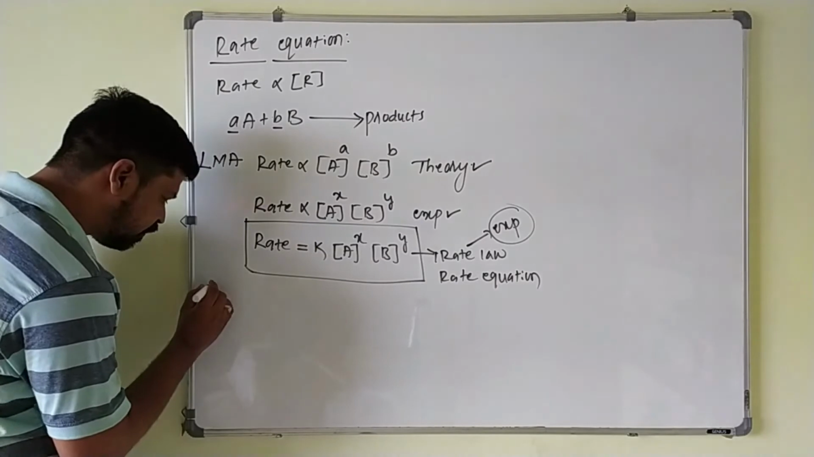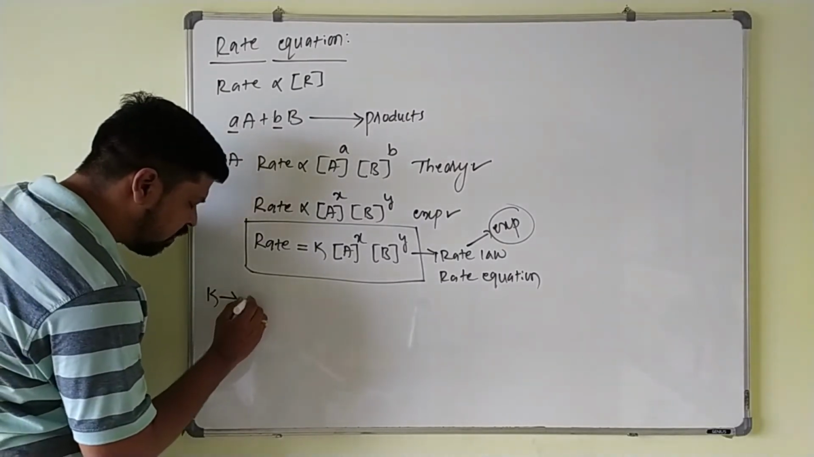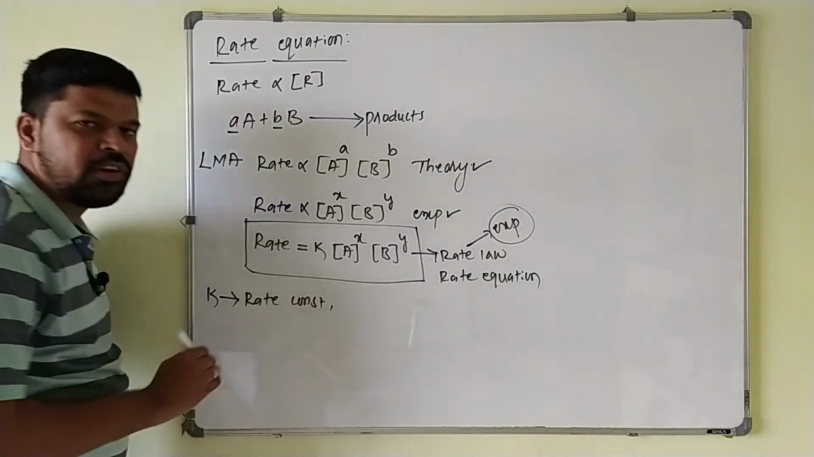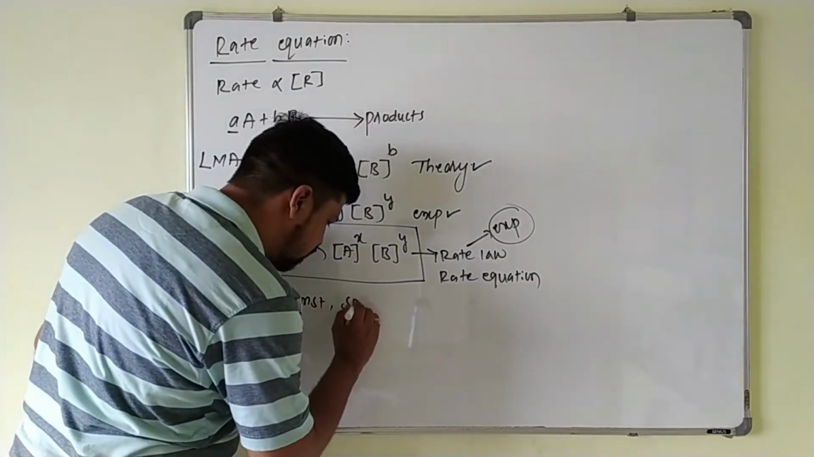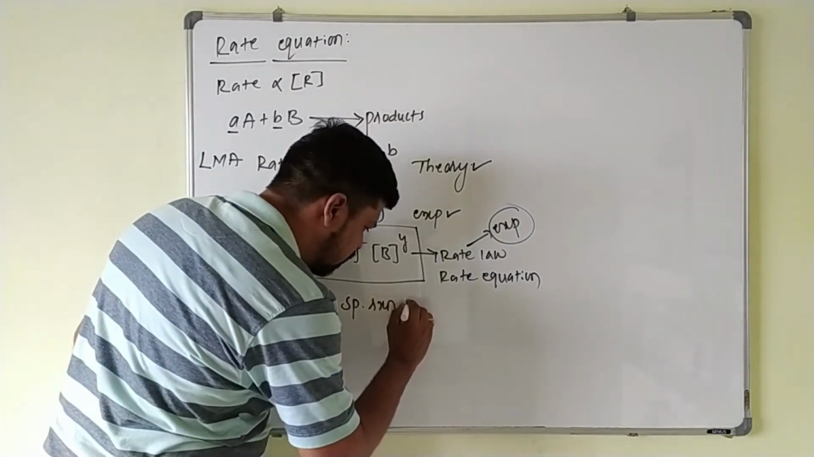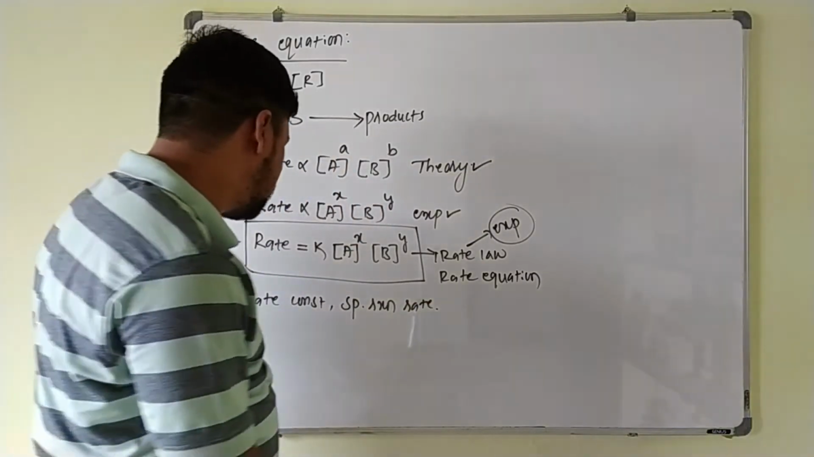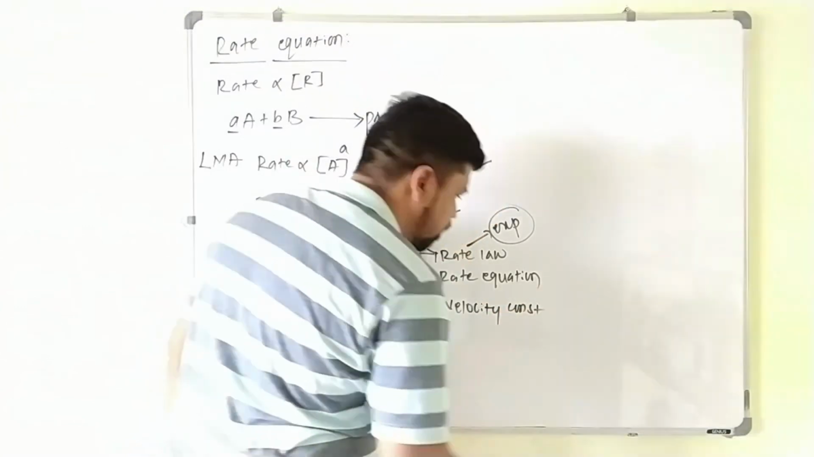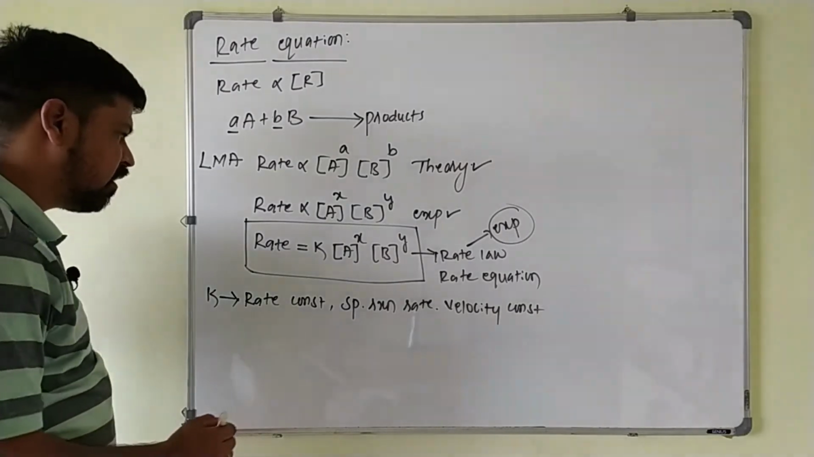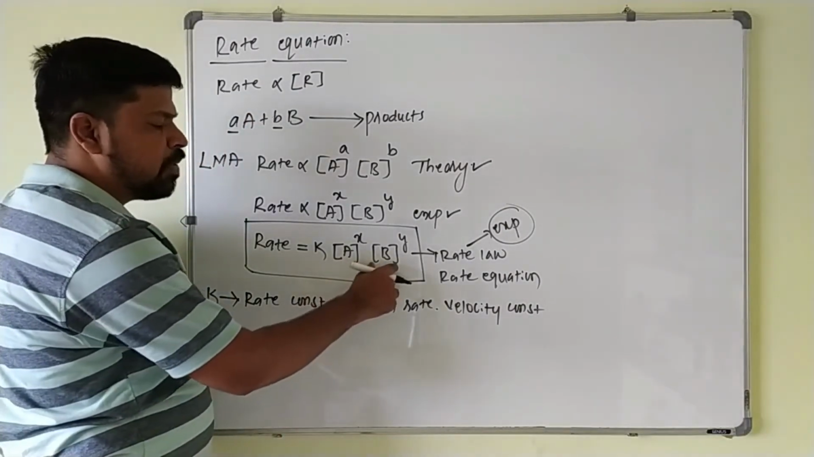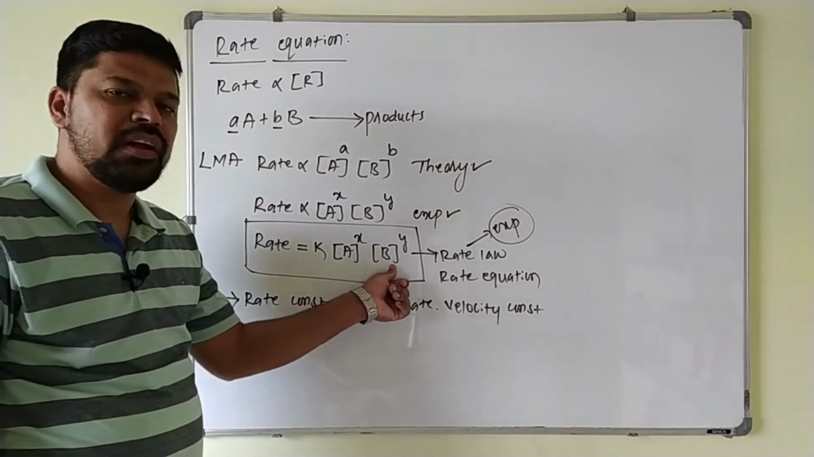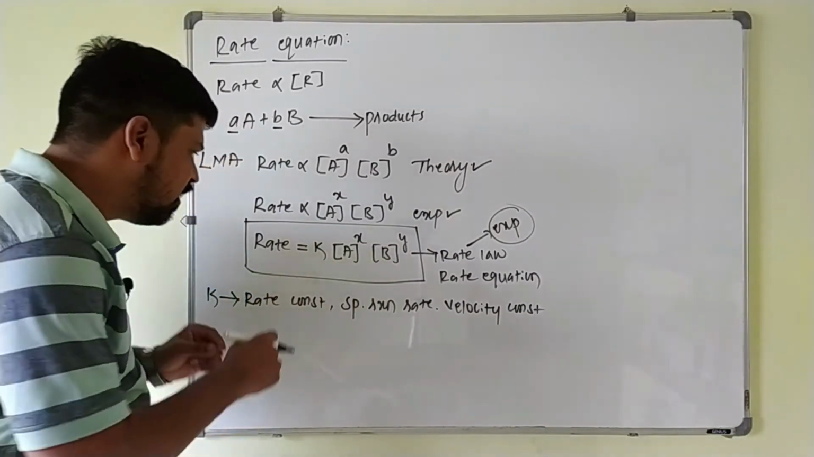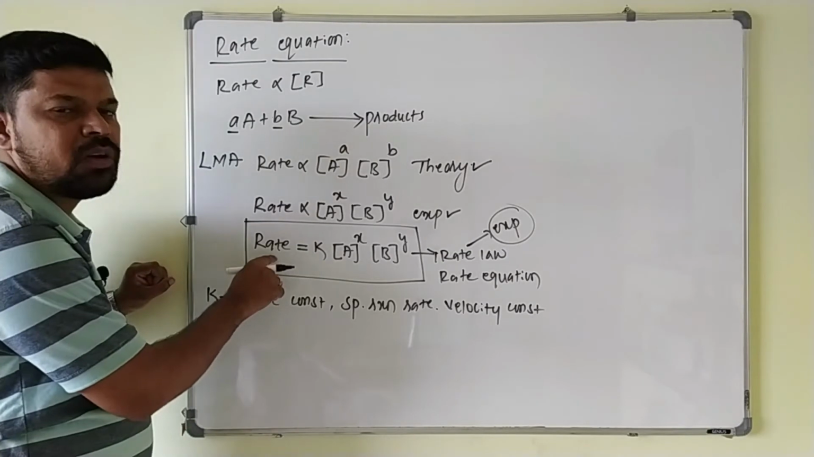Now what is this K here? K is nothing but the rate constant. It is also called the specific reaction rate, or the velocity constant for a chemical reaction. Now, if the molar concentrations of the reacting species are taken as unit, 1 molar, that is, if all the reacting species present in the reaction medium are at unit concentration, then this rate constant will become equal to the rate of the reaction.